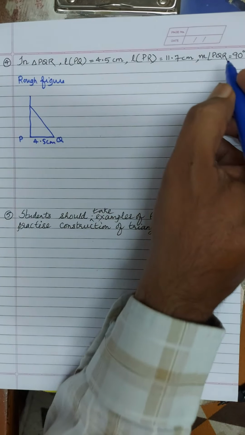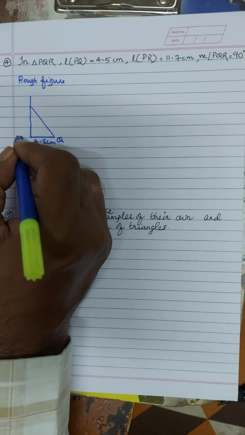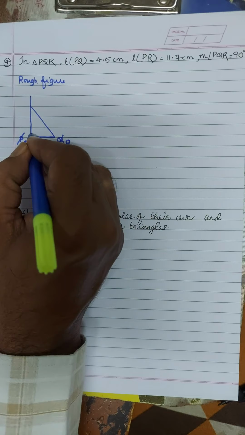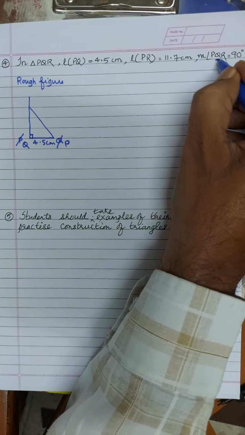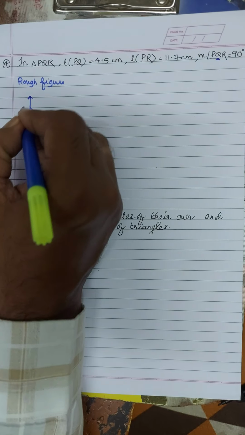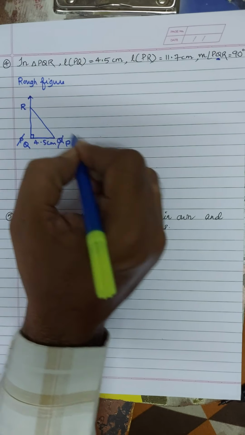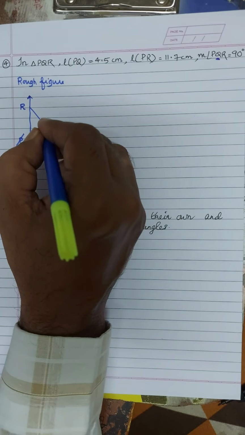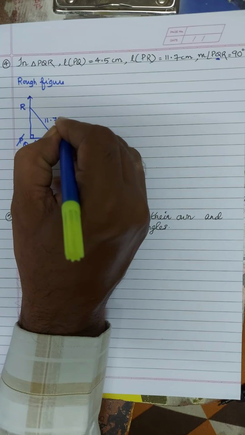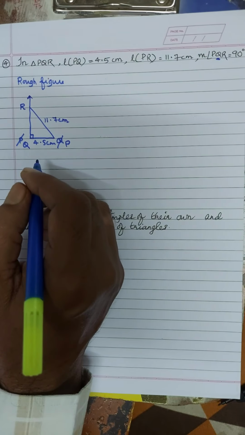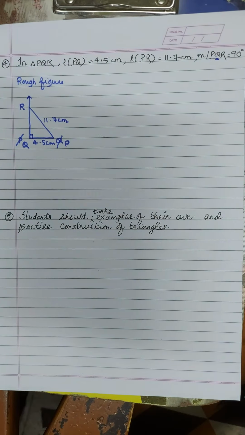what we do is PQR. So we'll take this as Q and we'll take this as P. Angle Q is at the center, so this is 90 degree. The remaining here is R, and this is PR, or RP, 11.7 centimeter. So this we have to take 11.7 centimeter. Okay, done. So let's take the first step.